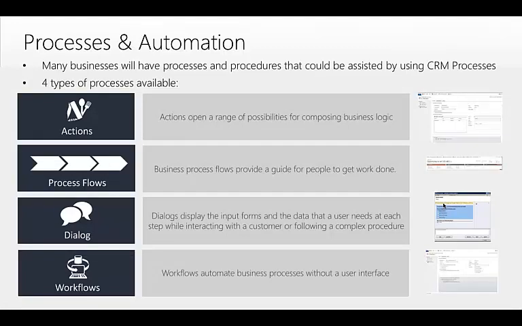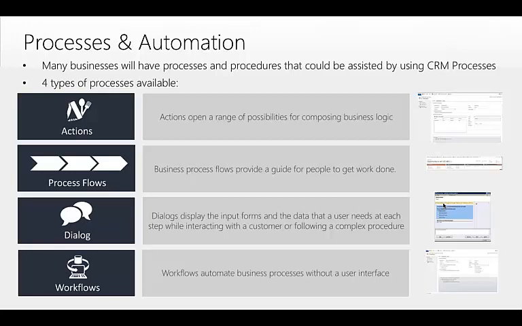So in Dynamics CRM, there are essentially four kinds of processes that help you automate business logic. The first one are actions. Now, actions open up a range of possibilities for composing business logic, and as we go through the session, we'll actually look at how you can use them.